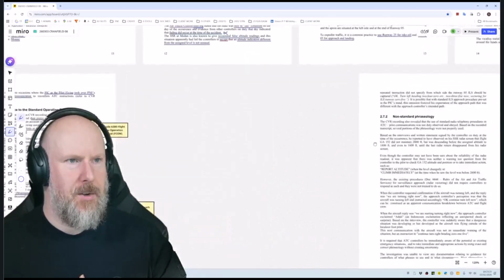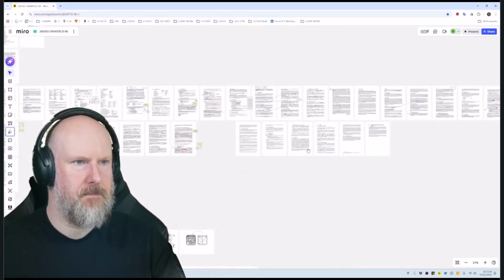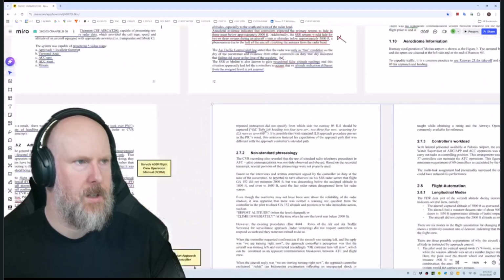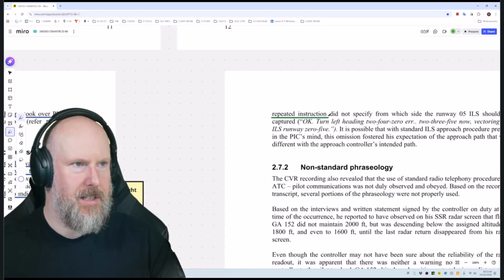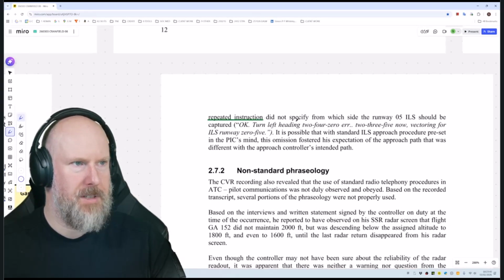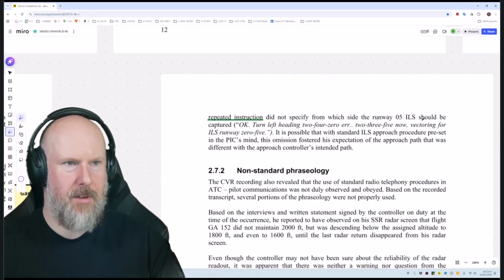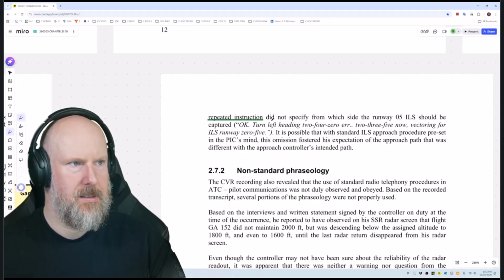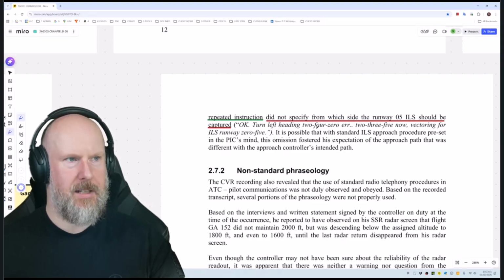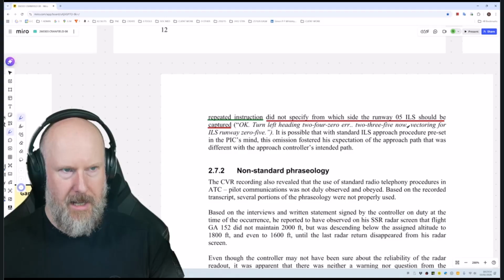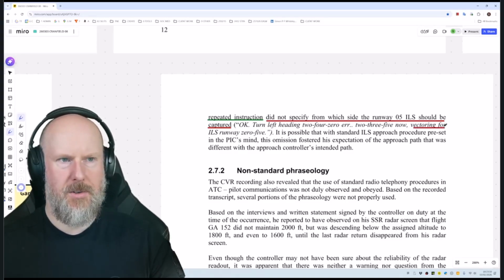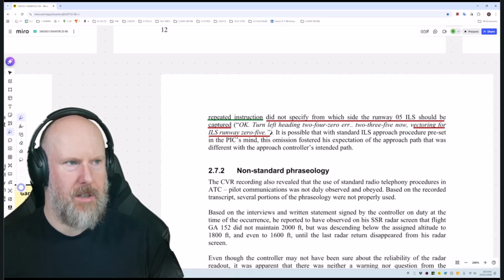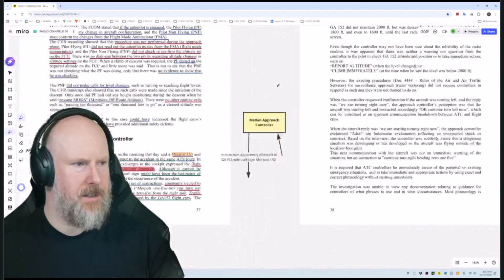So let's keep going. So there was a repeated instruction, so they repeated it. Fantastic. So they did it twice. Did not specify from which side of the runway 05 ILS should be captured. Okay, turn left, heading 235 now, vectoring for ILS runway 05. So there was no sort of direction information in that control action.